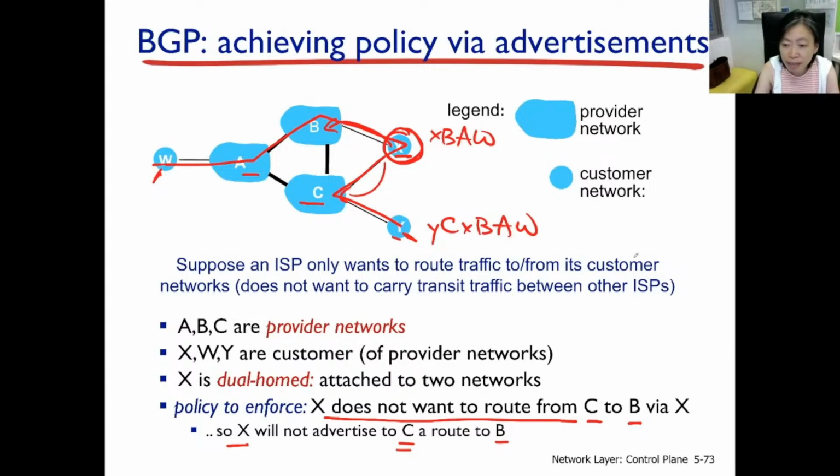So again, money is the issue. X is not getting any money from C or from B. Therefore, X is not happy transiting traffic for these other ISPs or even for other customer networks not paying.